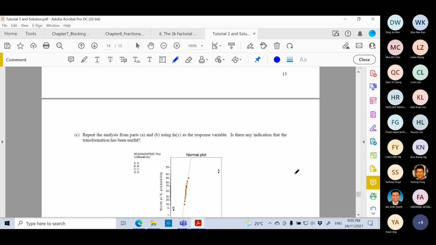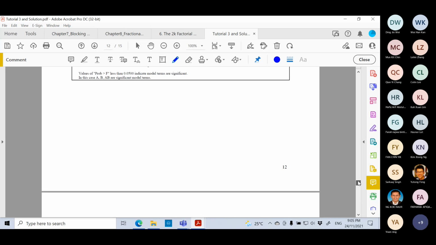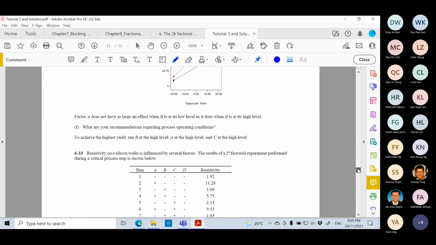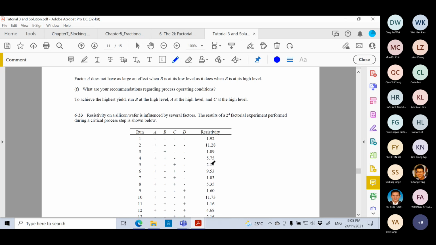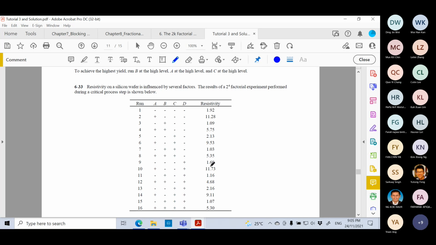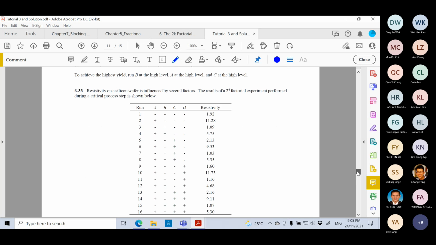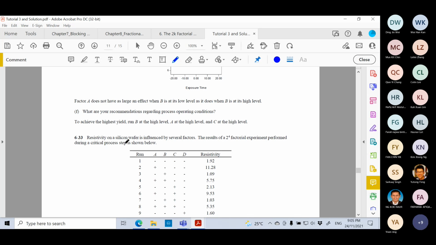I think for the last question I give to you, this one is on page number 13 here. I gave you this question because sometimes you may need a transformation where the assumption about the residuals is not fulfilled. You can see from the answer here, 6.33.